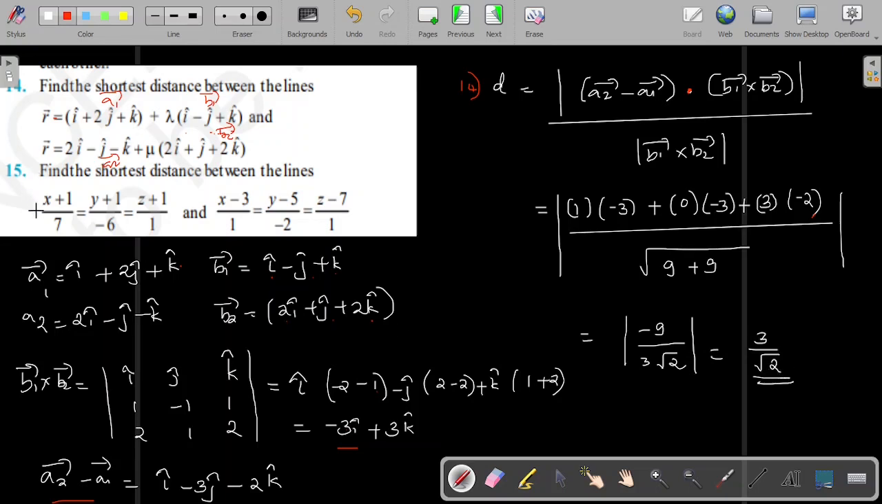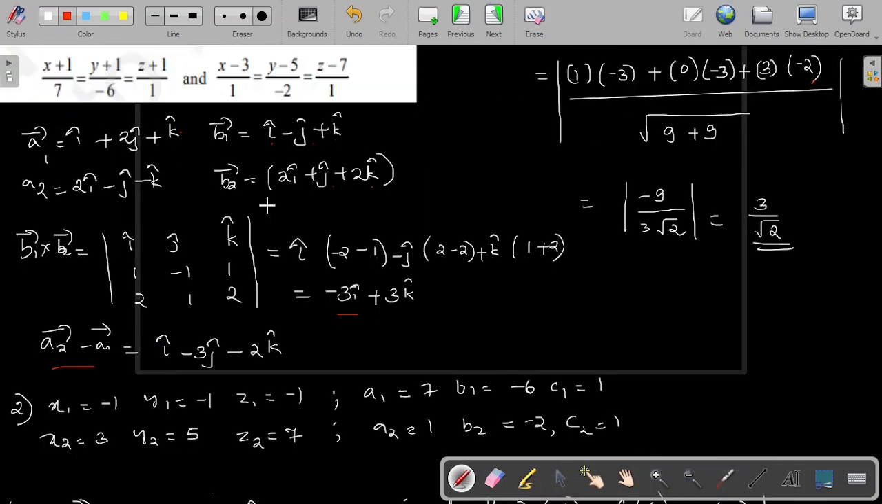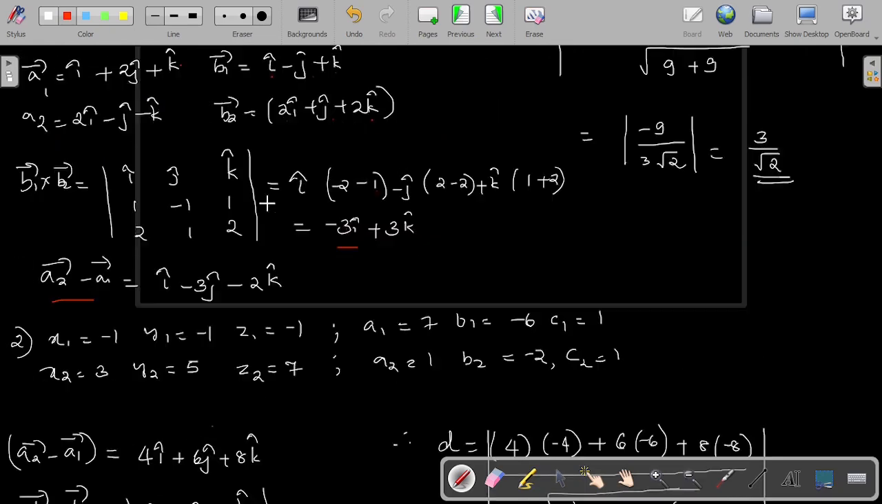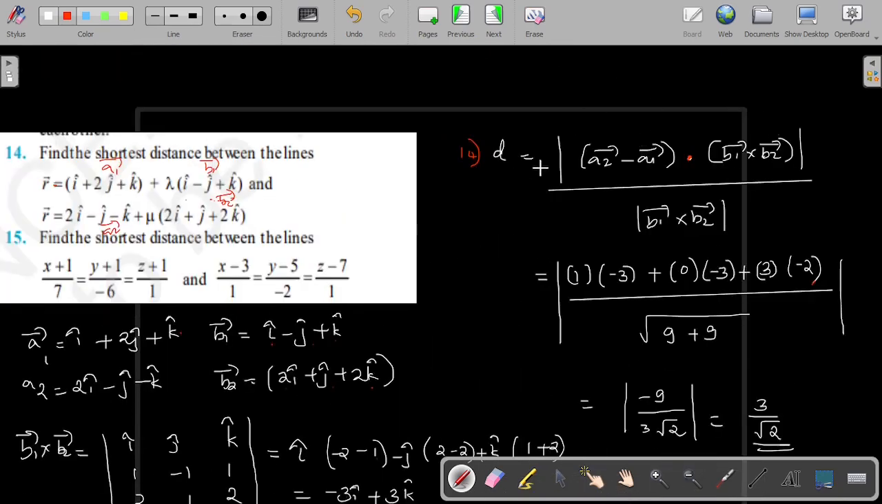Now in the second problem, that is 15th problem, find the shortest distance between the lines. Here also, the lines are given in Cartesian form. It was in the vector form, now it is in the Cartesian form. So what I'll do is I'll make use of the same vector formula only, because it is easier if you use the vector formula to simplify.